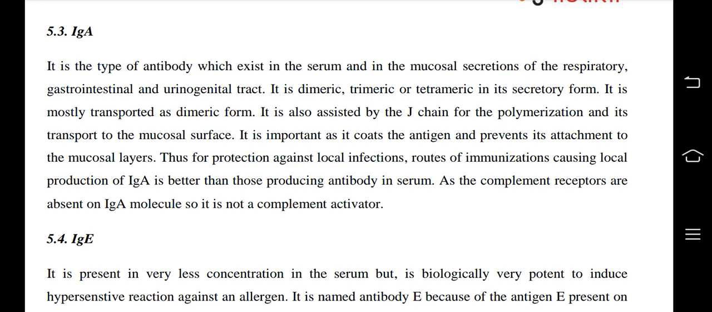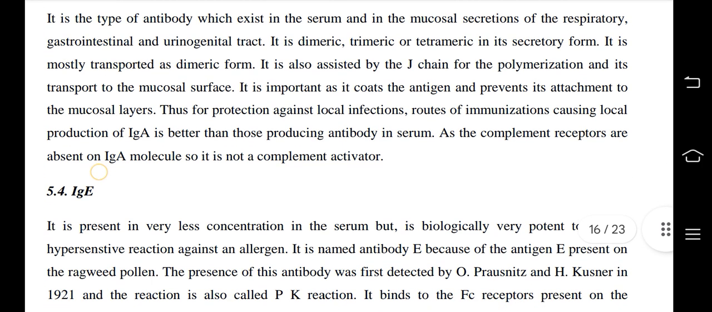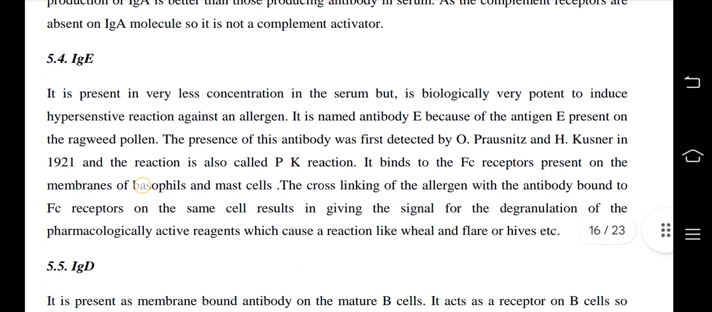For protection against local infections, routes of immunization causing local production of IgA are better than those producing antibody in serum. As complement receptors are absent on the IgA molecule, it is not a complement activator.